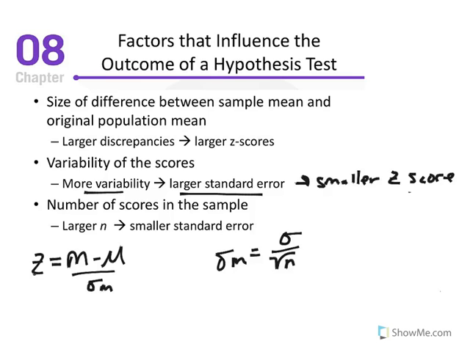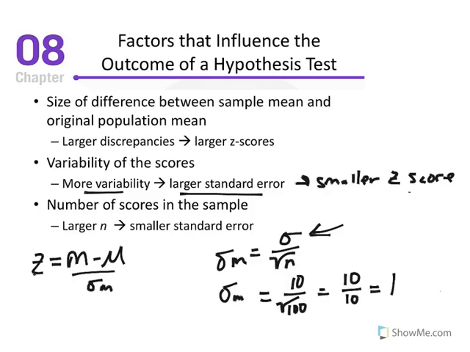So let's just play with some numbers. So again, we're saying more variability. Again, we're talking about the population variability. More variability in the original population will generate larger standard error, and that produces a smaller z-score. So mathematically, let's just say that the population standard deviation is equal to 10, and we have a sample equal to 100. So our standard error, we're solving for standard error, would be 10 over 10, and that's equal to 1.